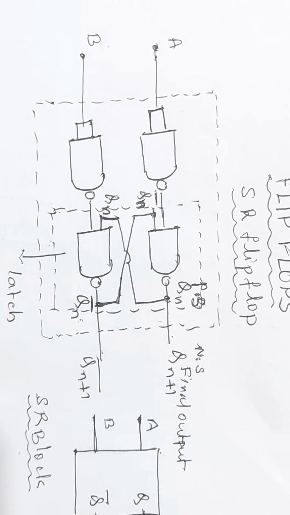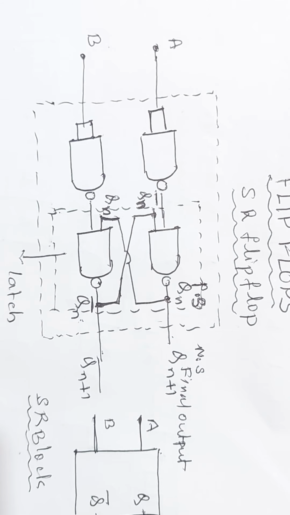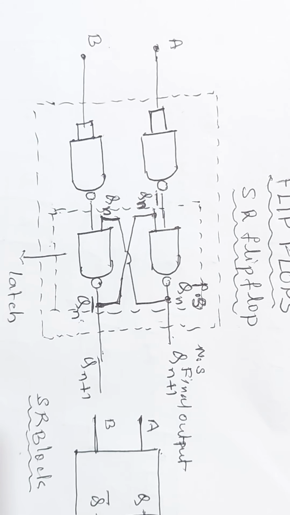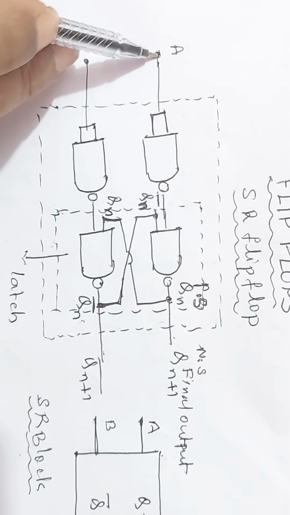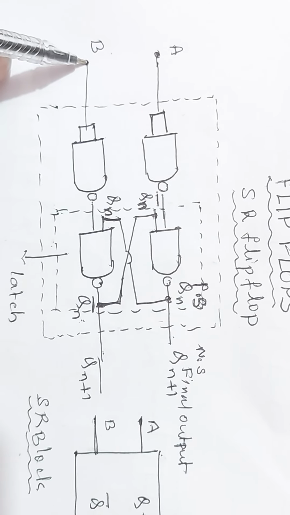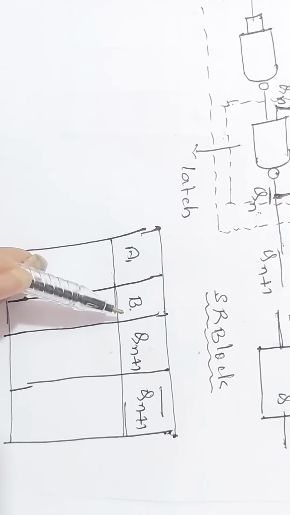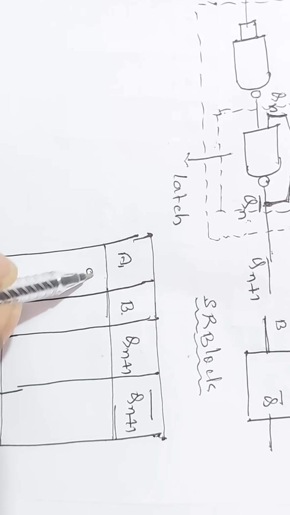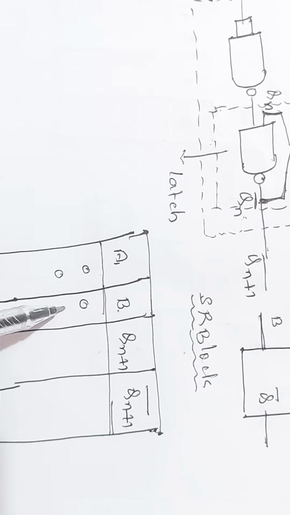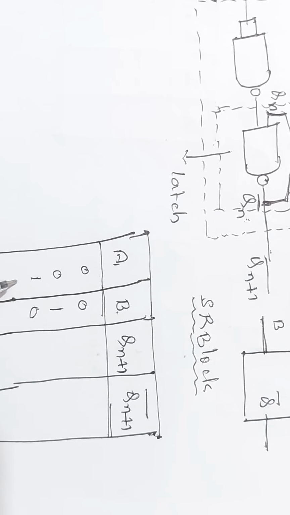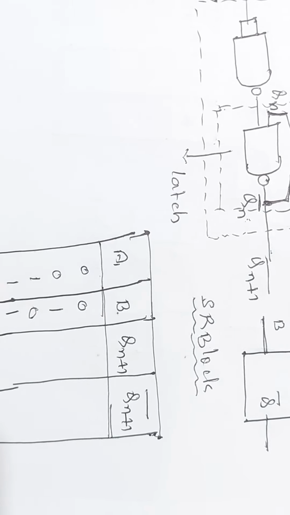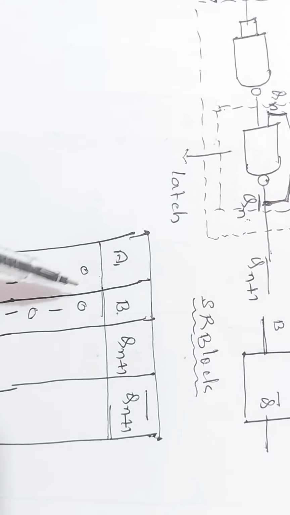If one output is 0, another output is 1, because the other output is the complement of the first one. Now, I will apply two inputs A and B here. What are the possible inputs? If you have two inputs A and B, the possible inputs are 0,0, 0,1, 1,0 and 1,1. Now we will study the output for all these four inputs.